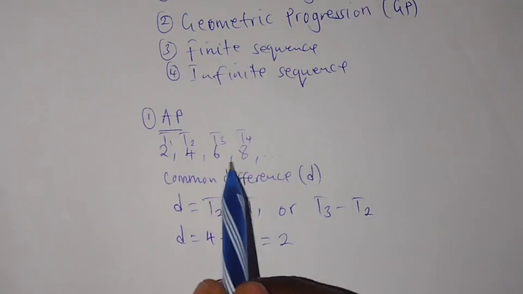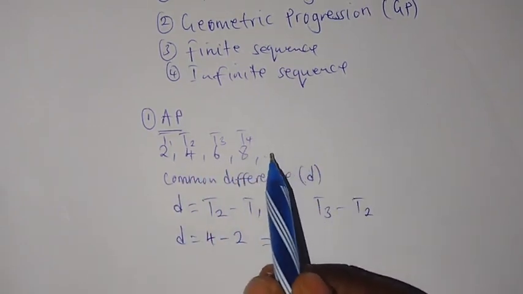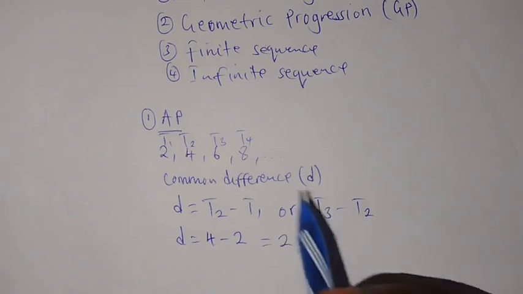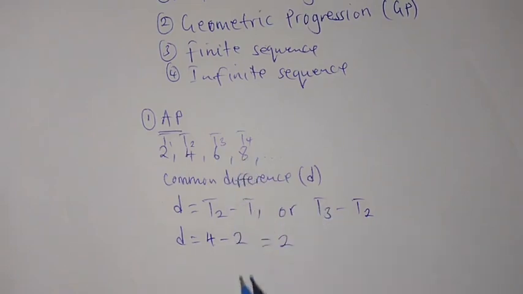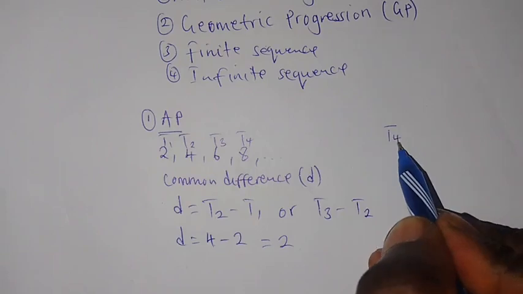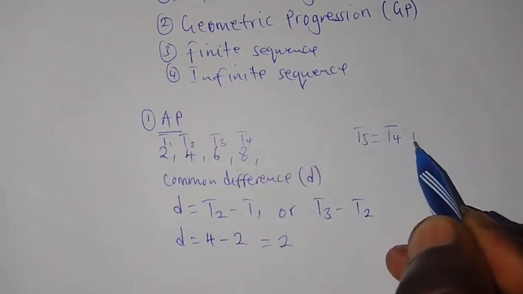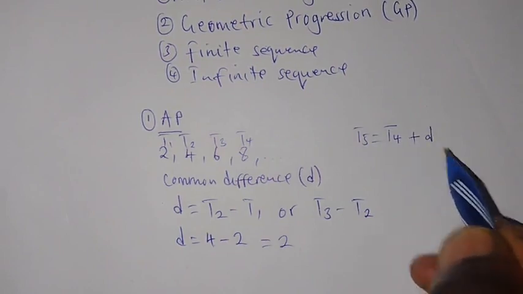So in this case, if I want to continue forming this sequence, to go to the next term, I'll use the constant difference, which is a 2, and I'll add it to the previous term. So in this case, I'll say term 4, meaning I want to find term 5. Term 5 is equal to term 4 plus d.